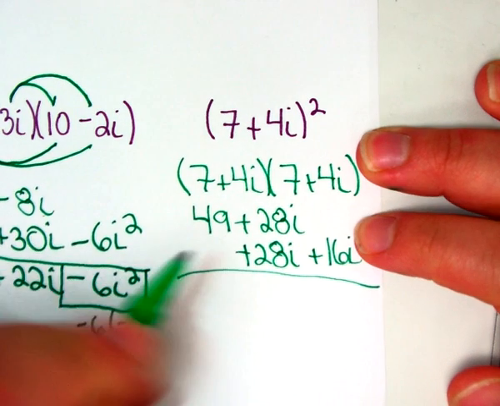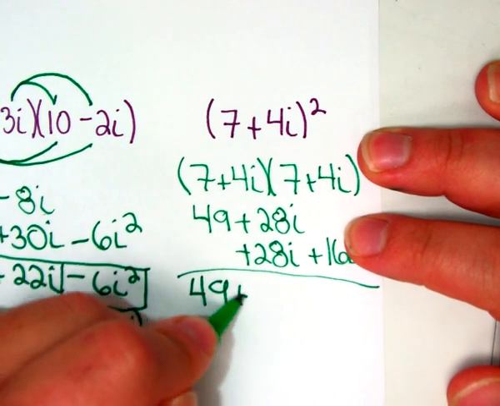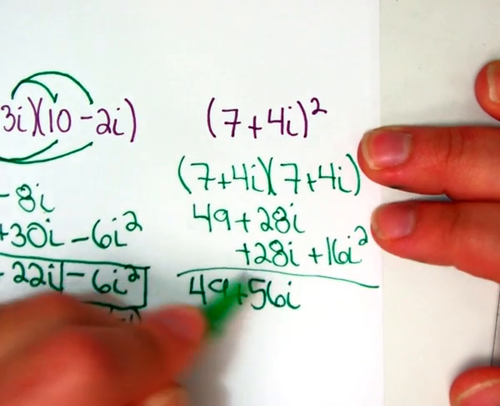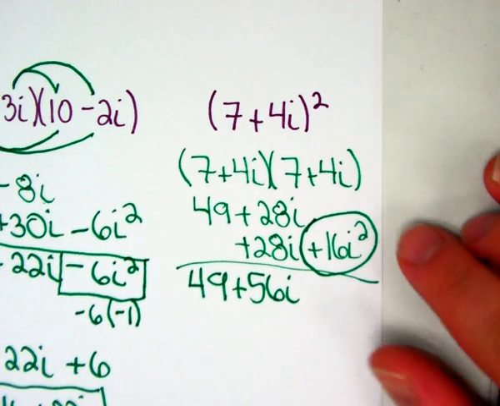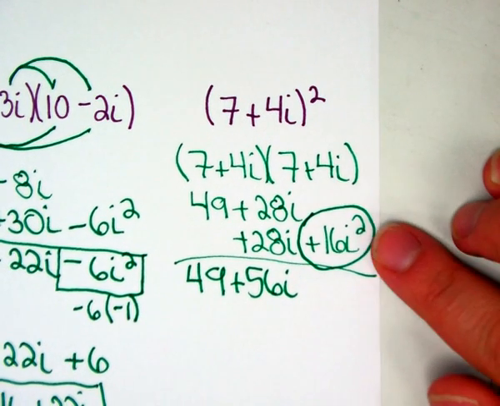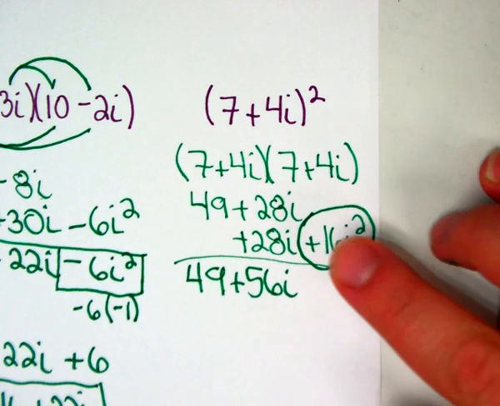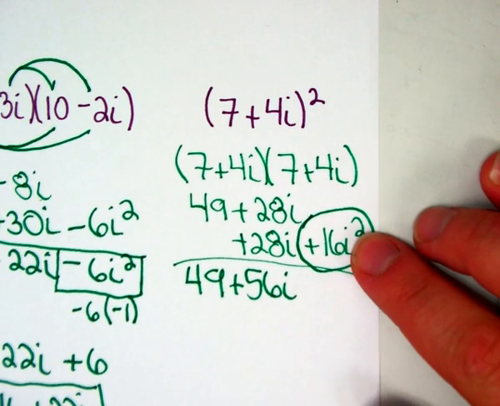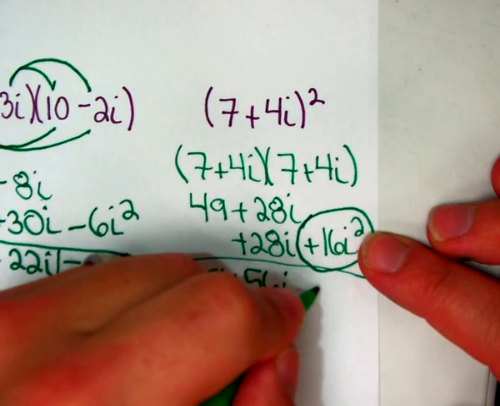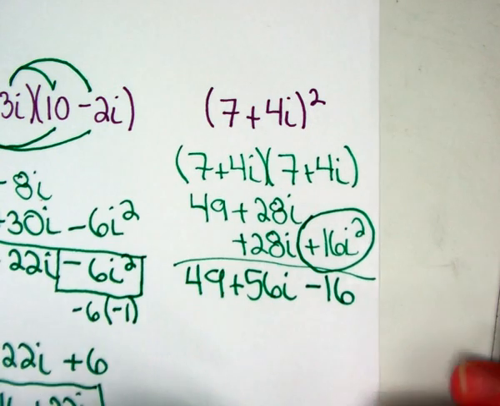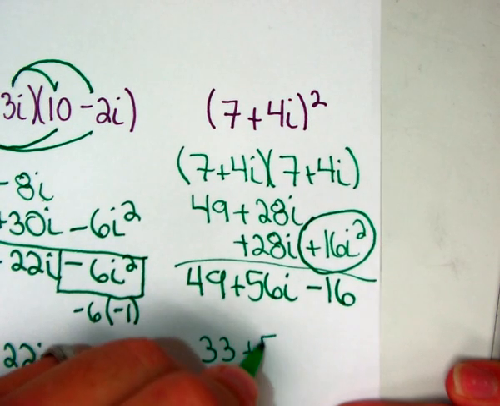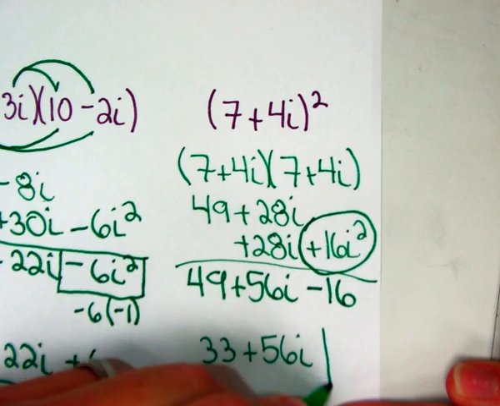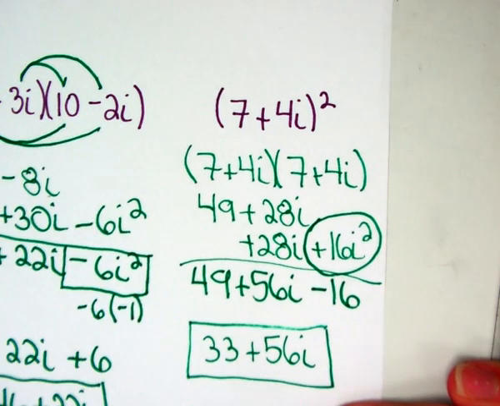Okay, this is 49 plus 56i. And then we have to talk about this value here. We just learned in the previous problem that when we have an i squared, that's the same as a negative 1. So we have a positive 16 times negative 1. That means that we're going to have a negative 16. So if we simplify this, we end up with 33 plus 56i, and this is our final answer.